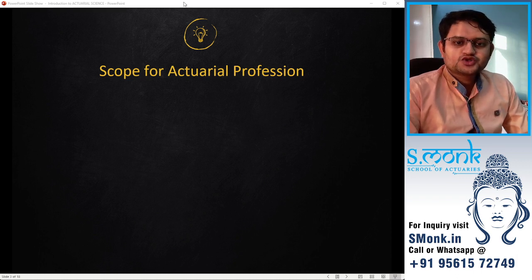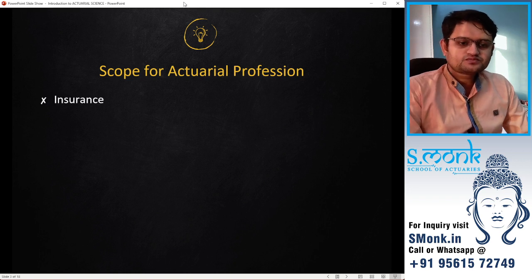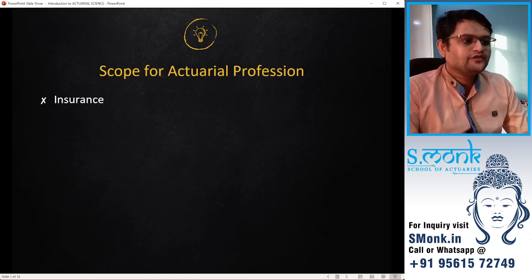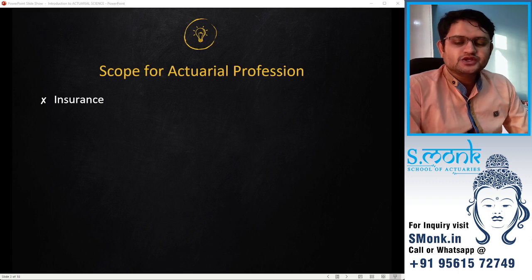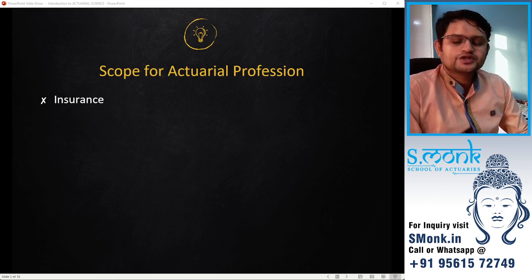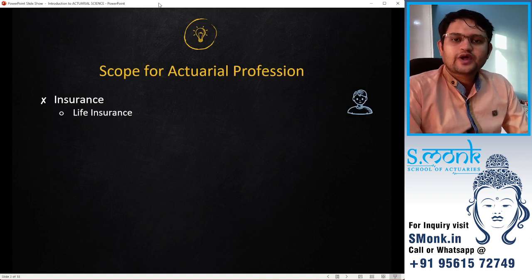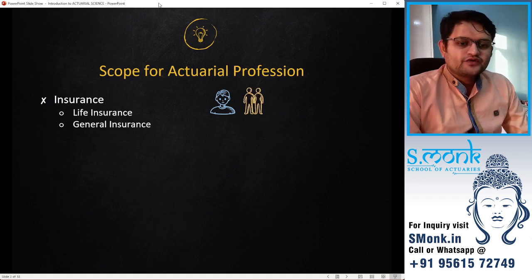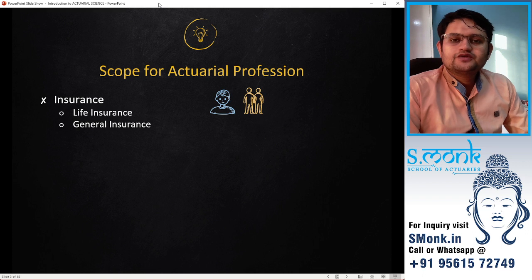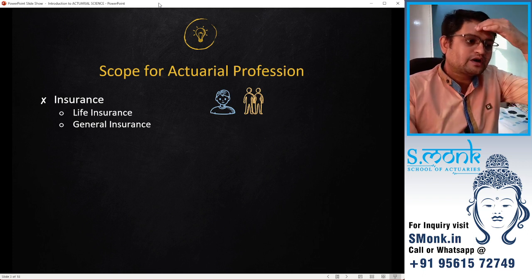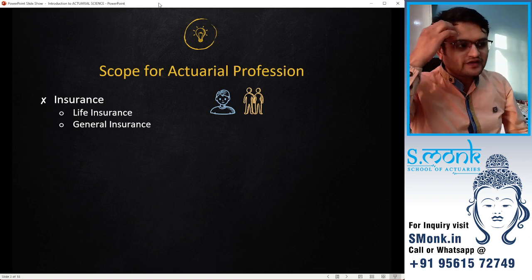Scope of the actuarial profession. Now the first main field where actuaries work is insurance. Insurance is the biggest field where actuaries work. There's a wide variety of insurances. You may have life insurance. Even in life insurance, you have single life insurance, you have joint life insurance, you have pensions, you have many other fields which come into the category of life insurance.